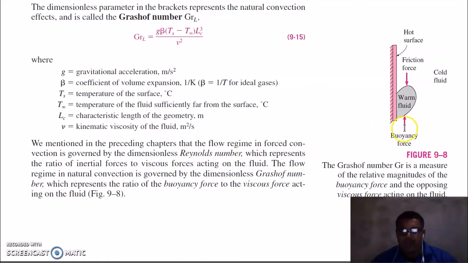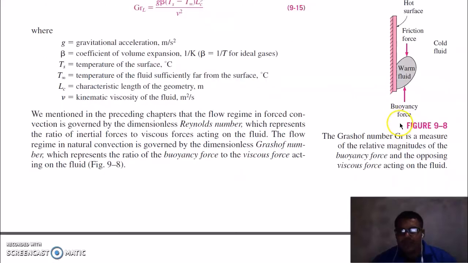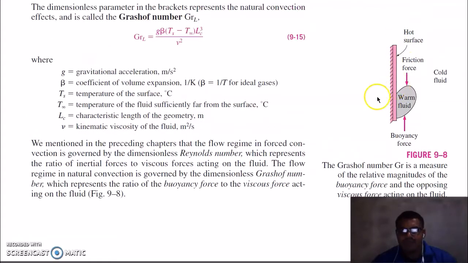So you can see here, on the hot surface plate, the fluid is flowing upward due to the buoyancy force, and the friction force is opposing this fluid flowing in the upward direction. So these are two forces opposing each other. The Grashof number is a measure of the relative magnitudes of the buoyancy force and the opposing viscous force.